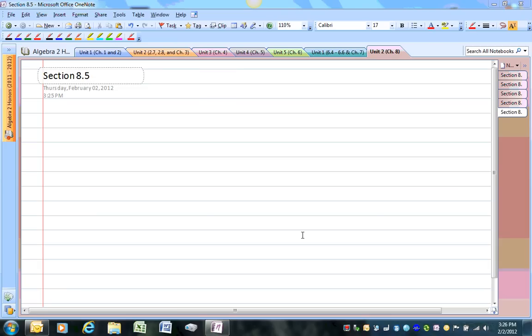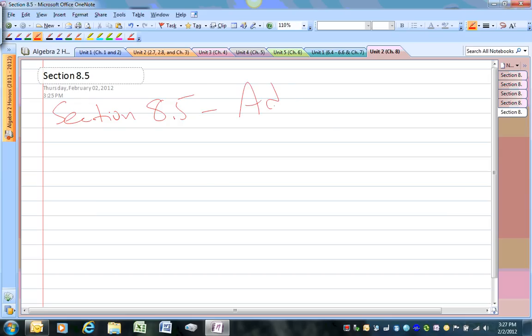So I didn't have a chance to make a worksheet. I've just been really drowning in work here, so I'm just going to do this on Microsoft OneNote. Just write out the problems. Section 8.5 is about adding and subtracting rational expressions. And you might want to take notes on a notebook or somewhere else for the stuff.